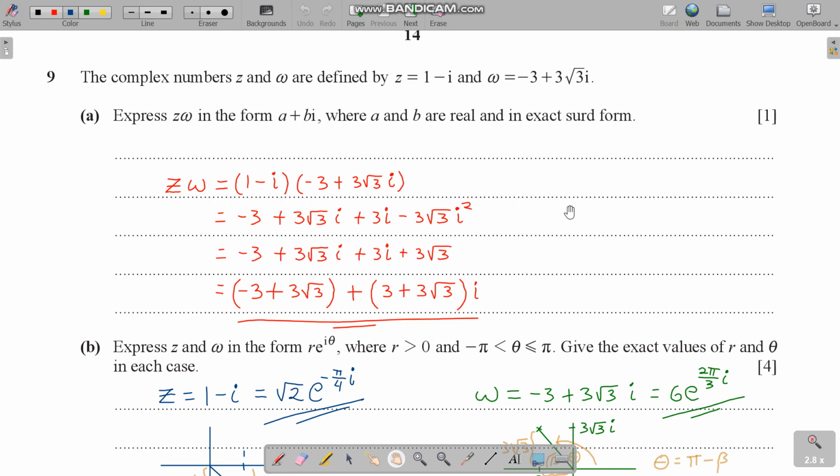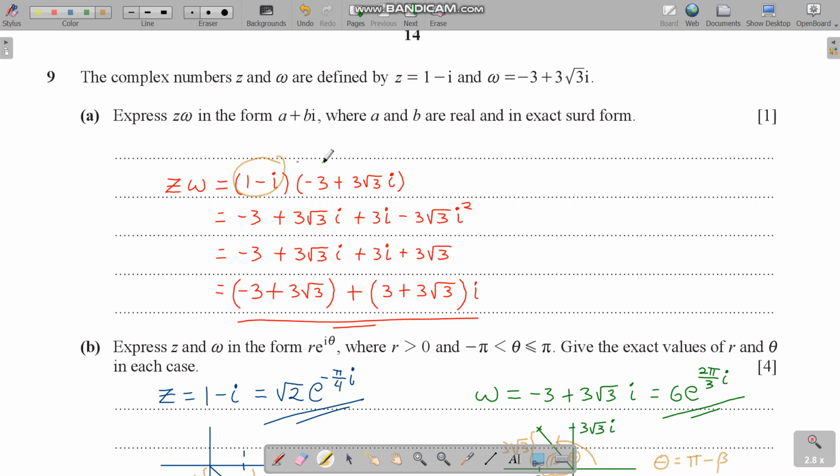The question is about complex numbers. The complex numbers z and omega are defined by z equals 1 minus i, omega equals minus 3 plus 3 root 3i. Express z omega in the form a plus bi. So we just multiply, just expand using the usual algebra.